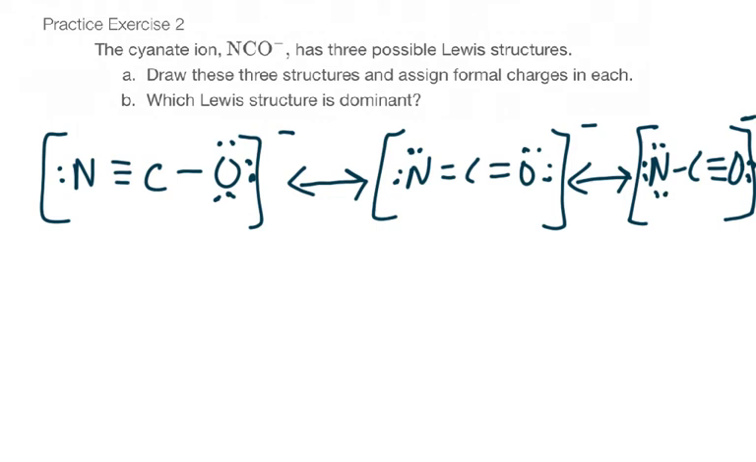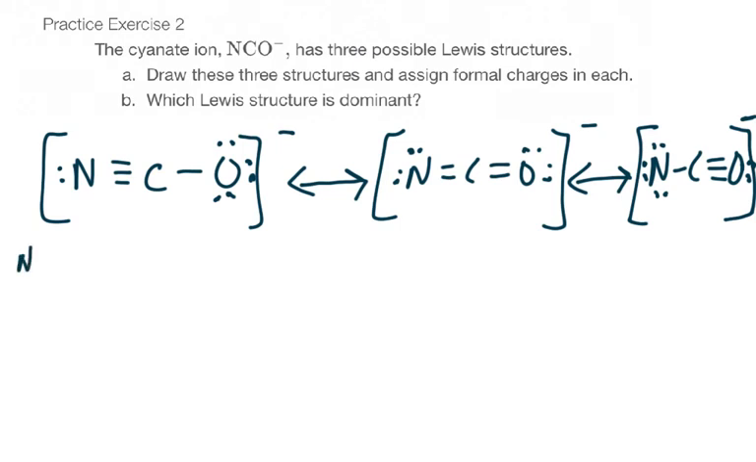So let's first draw three Lewis dot structures. These would be the three representations. These all are valid when you follow the Lewis dot structure rules. And then the next question is to see which is the dominant one.